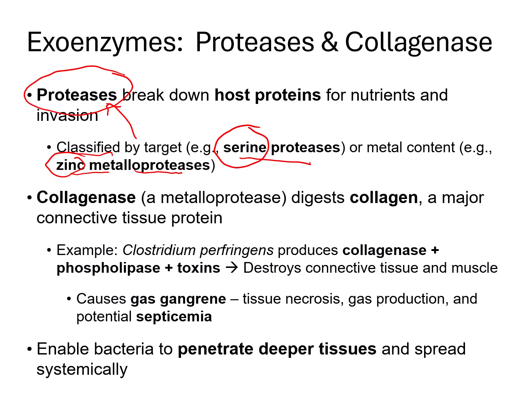A special group of proteases are the collagenases, and these digest collagen, which is a major protein in our connective tissues. Clostridium perfringens, for example, uses collagenase along with phospholipase and toxins to cause a condition known as gas gangrene. Here we have tissue necrosis and gas production, and this makes infections particularly dangerous because they can progress to septicemia if the bacteria enter the bloodstream.